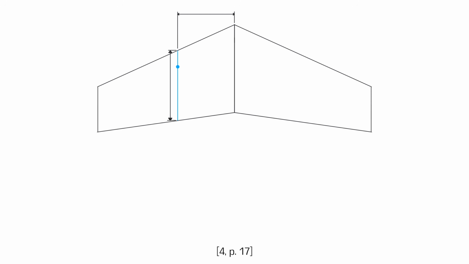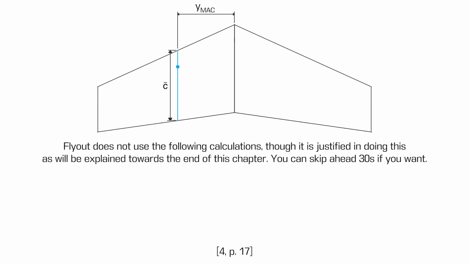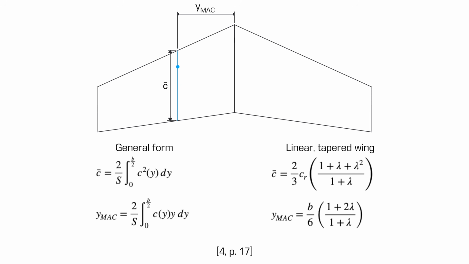When designing an aircraft, it is important to know where the aerodynamic center lies along the wing so that we may have a rough estimate of the aircraft's longitudinal stability. The aerodynamic center of the wing will lie on its mean aerodynamic chord, which can be found using the equations on the screen, where the first is again a general form, and the second is for a linear tapered wing. The aerodynamic center will lie at the same point along the mean aerodynamic chord as it would on the airfoil at that location of the wing.